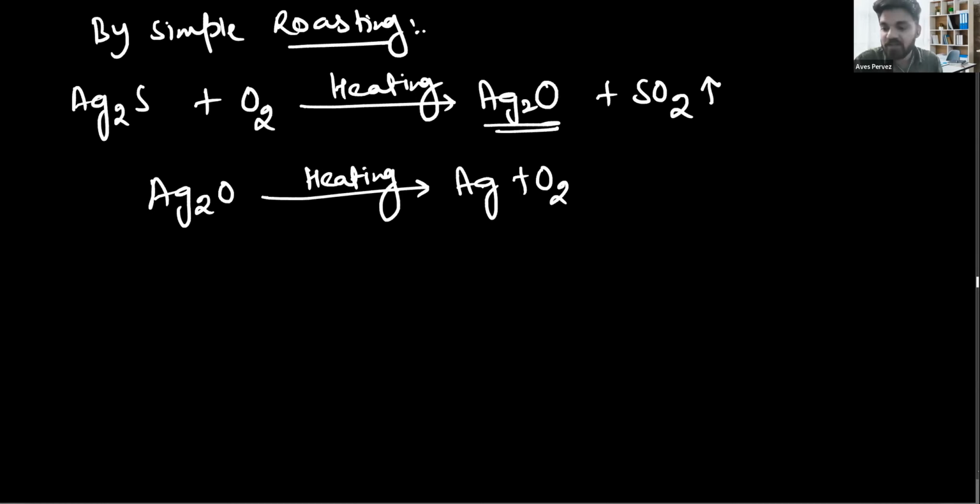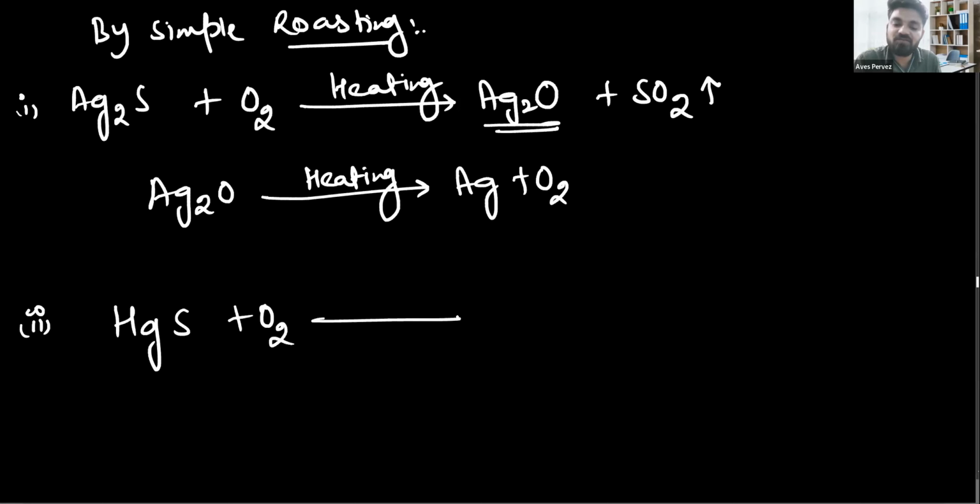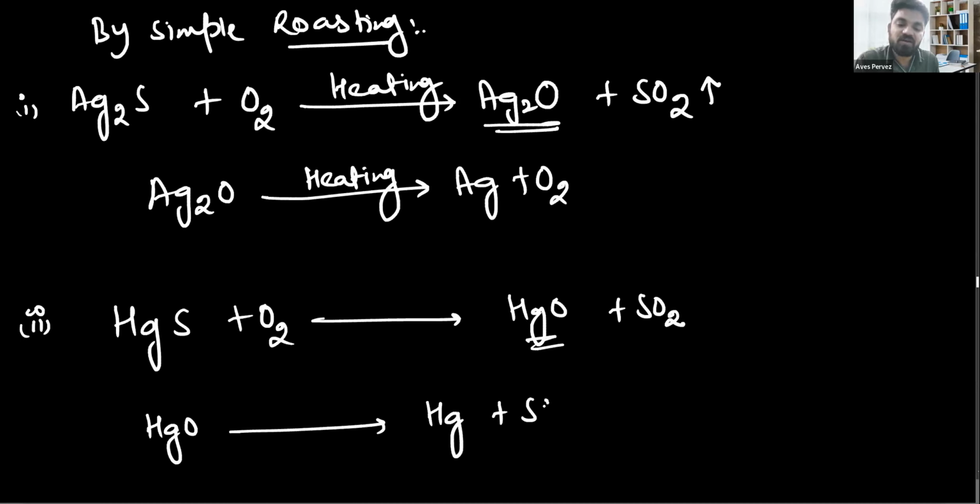Got it. Similar cases for mercury also. If we have HgS, when you heat it in the presence of oxygen, it will give you HgO plus SO2. And when this HgO is further heated, it gives you Hg plus oxygen gas. You understood? Please note it down fast.